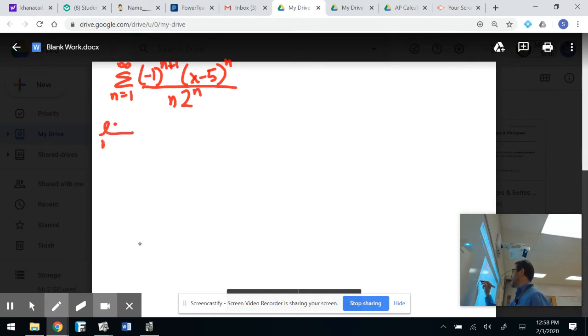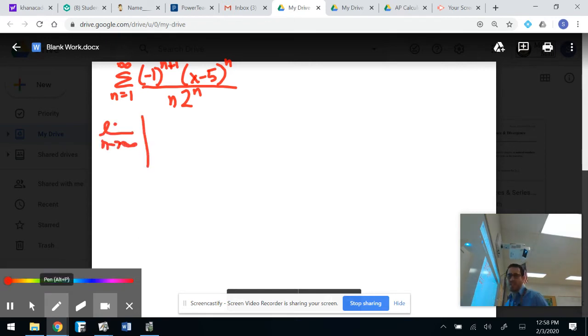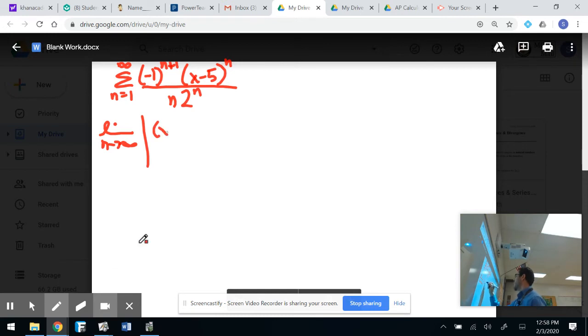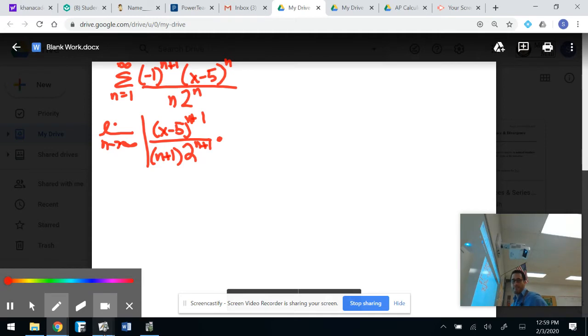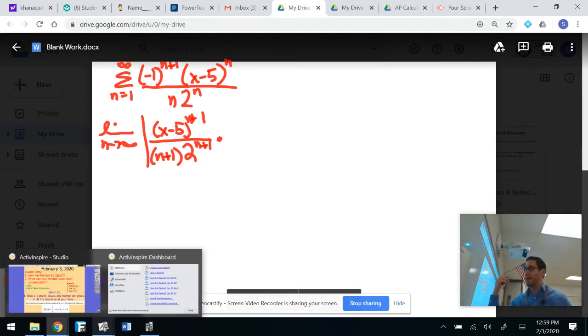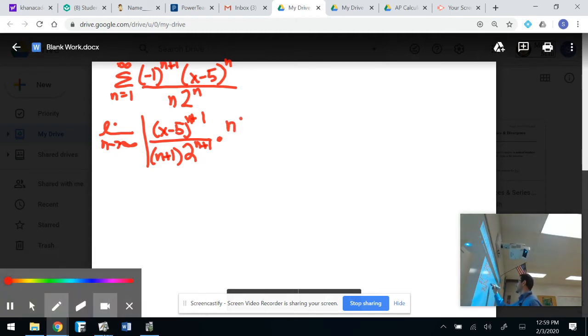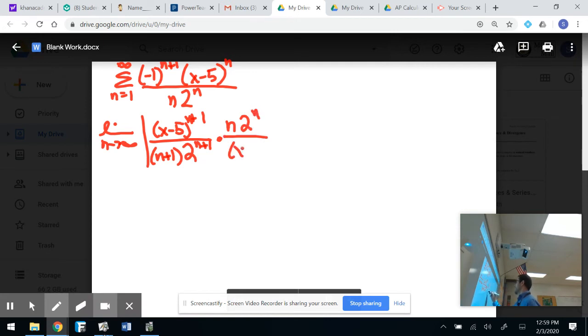Well, how do I ratio test this bad boy? Well, it's just the limit as n approaches infinity of the absolute value. Class, what happens to that negative 1 when I take an absolute value? Turns everything positive. So guess what? I can throw that bad boy out of there, and all I got to do is x minus 5 to the n plus 1 all over n plus 1 times 2 to the n plus 1. And I'm going to divide that by the a sub n term, or multiply by the reciprocal, and I get n times 2 to the n all over x minus 5 to the n. All right, let's keep doing work.